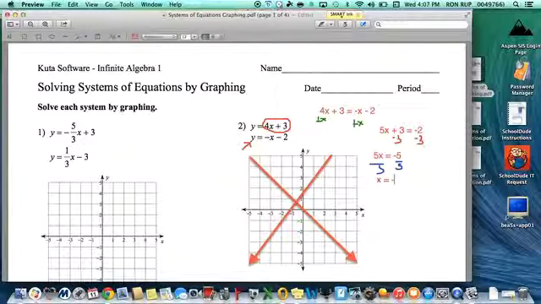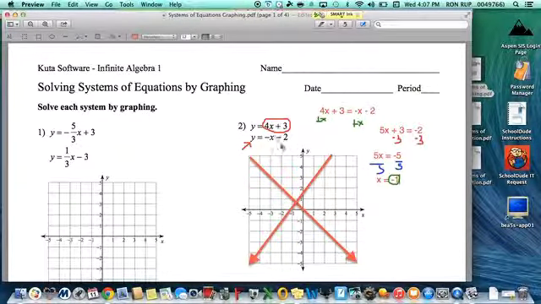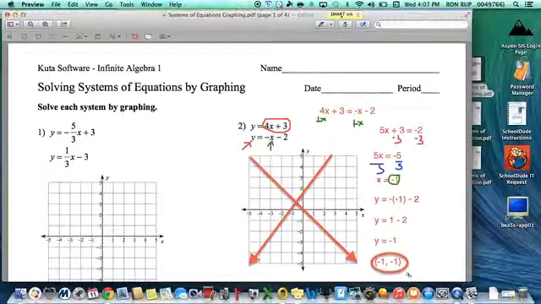x equals negative 1. And then now, since we know that x equals negative 1, we can plug that in and solve for y. And so when I do that, I get something really nice. y equals negative x minus 2. Well, negative 1 becomes positive 1. And 1 minus 2 equals negative 1. And so if we were to graph this, we would assume that these lines would cross at the point negative 1, negative 1.